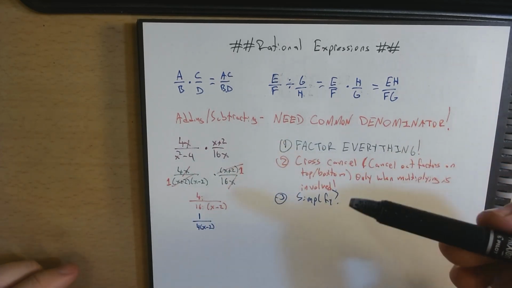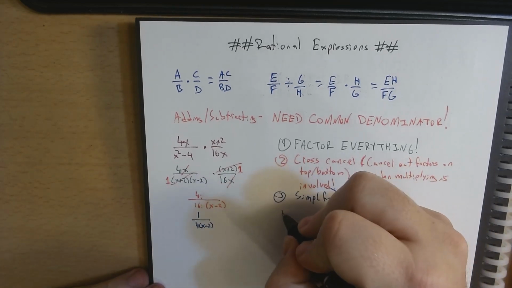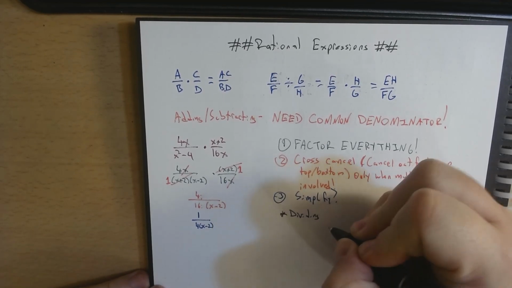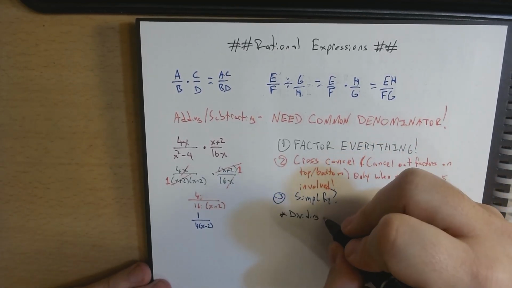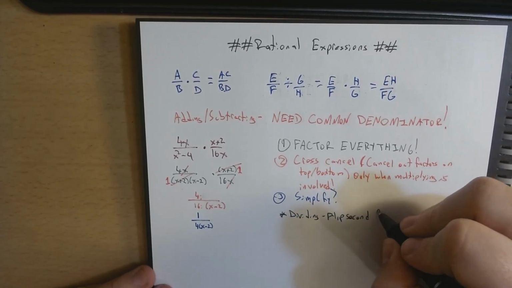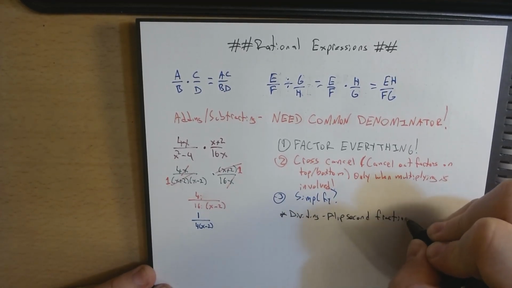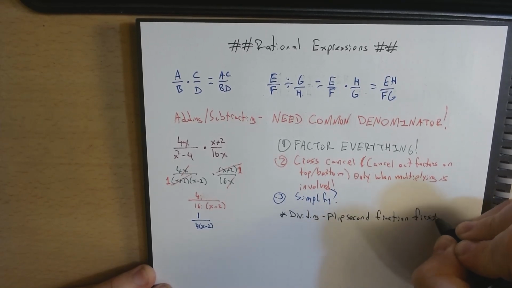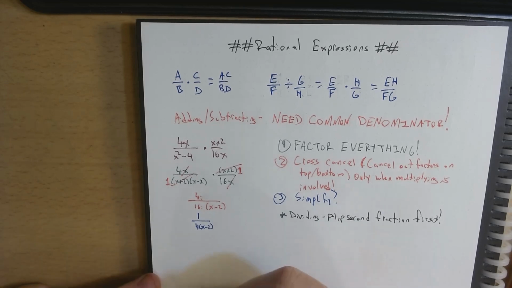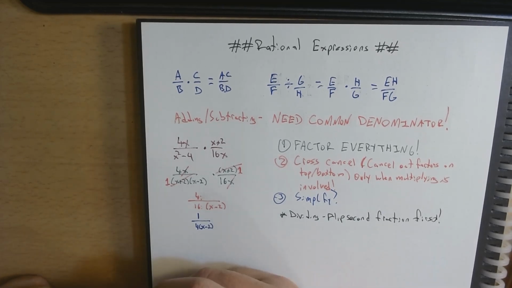When you're dividing, you have to flip the second fraction first. But it's factor, cross cancel, simplify, basically every single time. So just to show you what a division problem could look like.